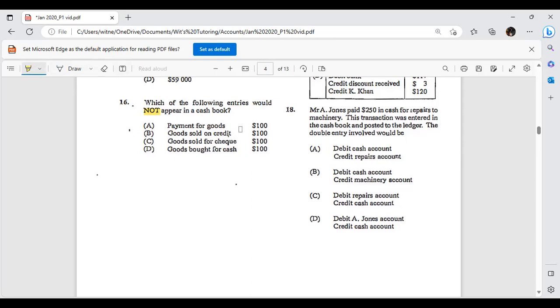Goods sold on credit. There's no money taking place there, so that would not go in our cash book. Because on credit means you trusted someone. Sold on credit, there was no exchange of money. No money changed hands. So that would not be in a cash book. Goods sold for cheque, of course, is money coming in. Goods bought for cash, of course, that's money going out.